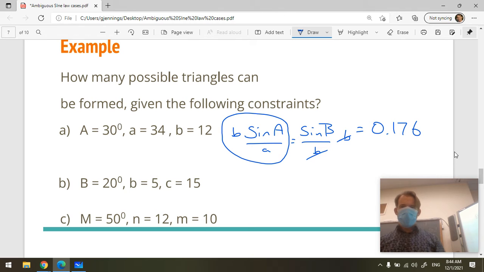So that's telling me that in this case sine B is 0.176 because this is between 0 and 1. That's telling me I have some angle that's in here or some angle that's in here. And so that's possible. There's 2 possible solutions. And because B is less than A, there's actually only 1 triangle that can be created here. So this is 1 triangle.